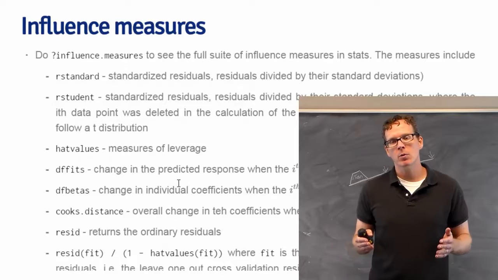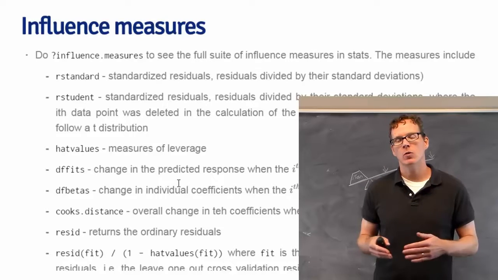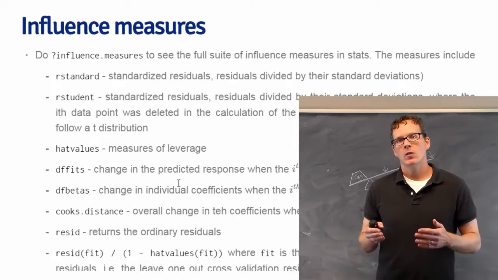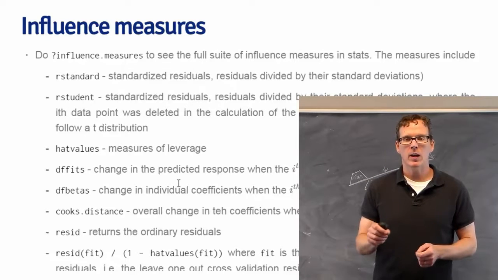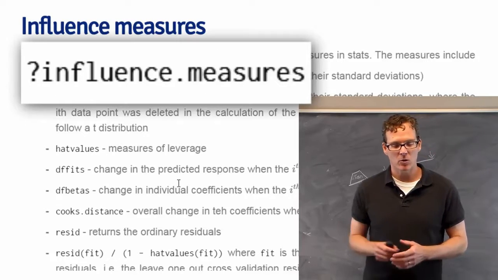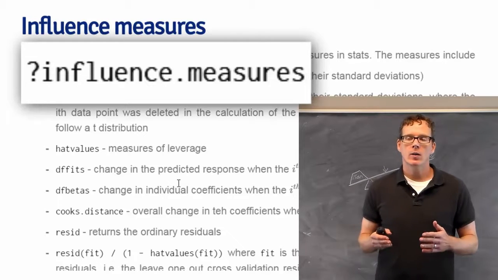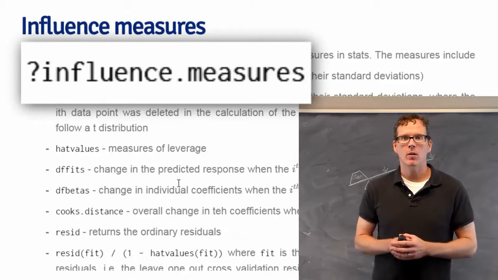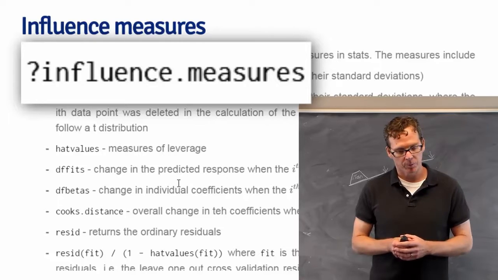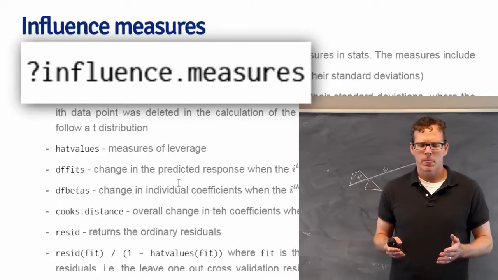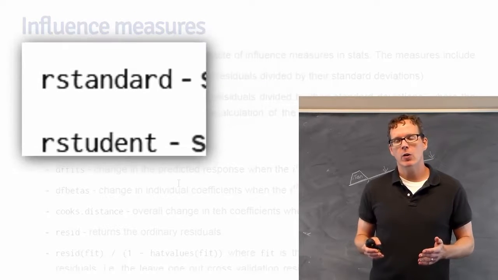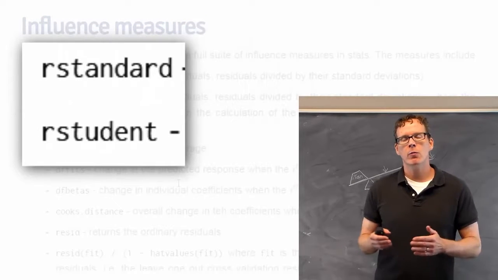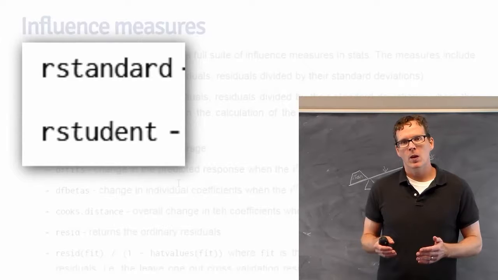So a fairly complete laundry list of default diagnostic measures can be obtained with the R command influence.measures, and this will give you just a laundry list of potential influence measures that you can use. The R student and R standard are just different variations of residuals.